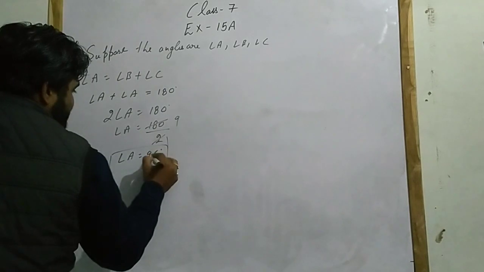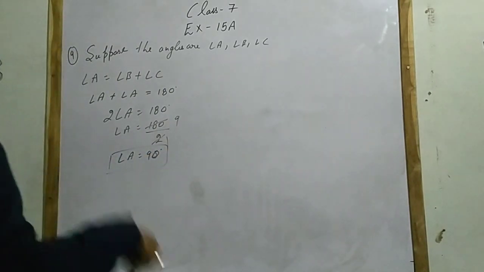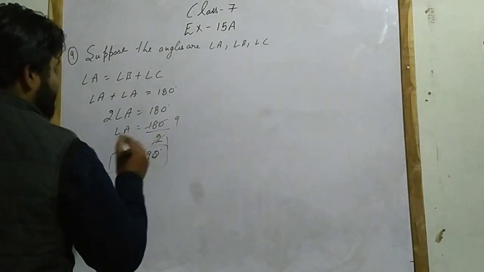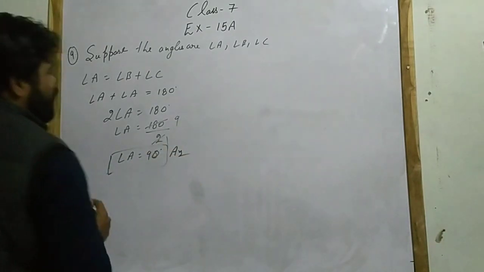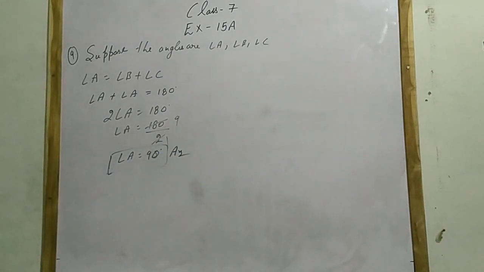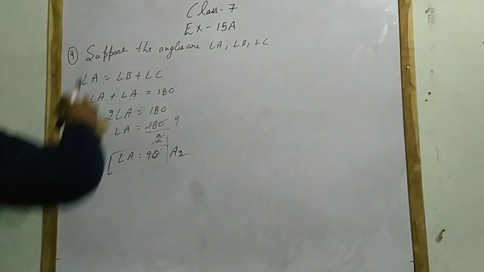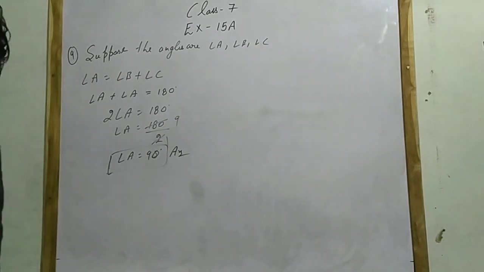So angle A equals to 90 degree. Okay, angle A is your 90 degree. After that, we have to prove that right angle is your 90 degree. This is your answer of question number 9. Okay, the answer of question number 9 is 90 degree. Now let's come to question number 10.